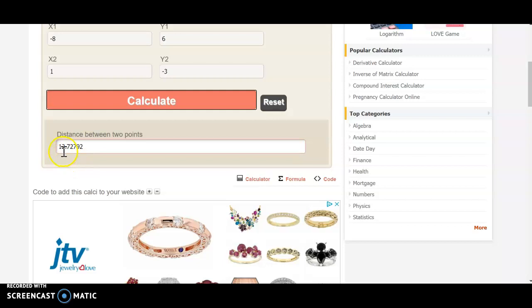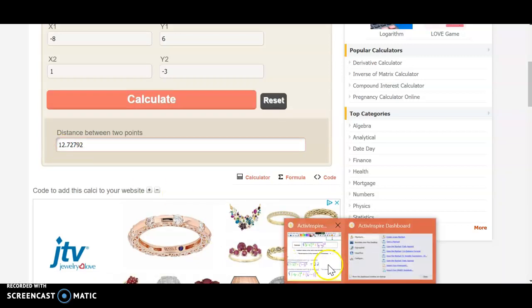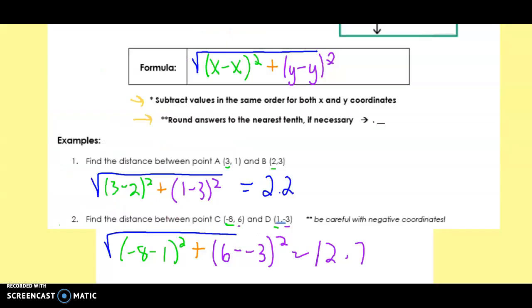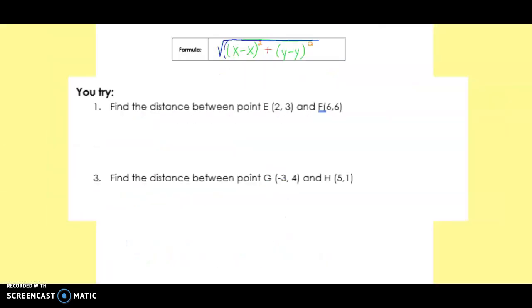All right, so hitting calculate, I get 12.7. And again, I'm only looking to go one number past to be rounding it to the nearest tenth. So 12.7 here is my distance for that second example. All right, take a look at the next two. So again, just want you to get familiar with how you set it up and feel confident moving forward.